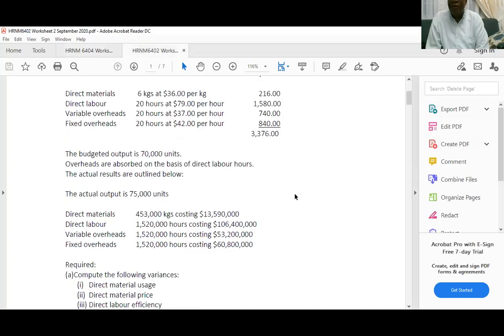Okay, if there are no questions, and remember, feel free to ask questions. Let's now go to the direct material price variance.